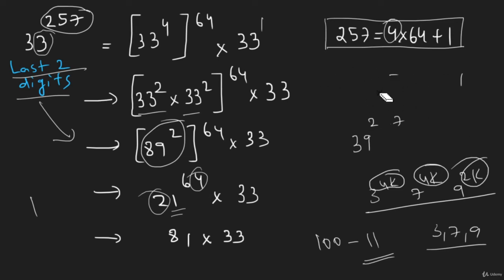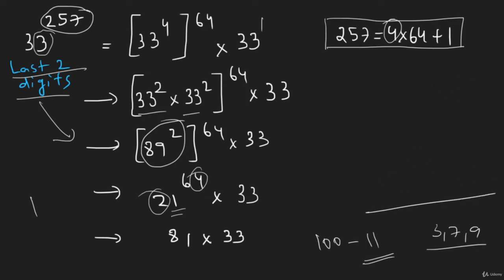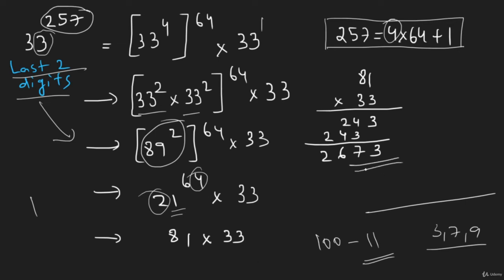To find this you just need to do the multiplication. Alright, we have some space over here. So 81 into 33, you can see it is 2673, and your last digit over here is 7 and 3, last two digits. Therefore the last two digits of 33 to the power 257 will be 73.